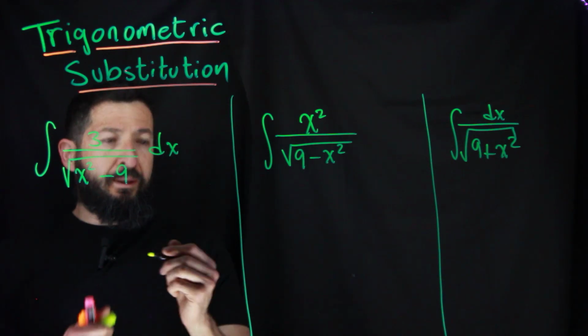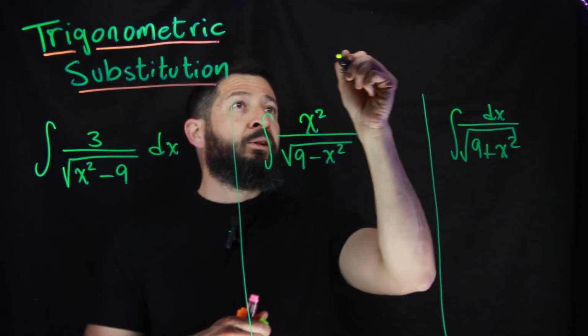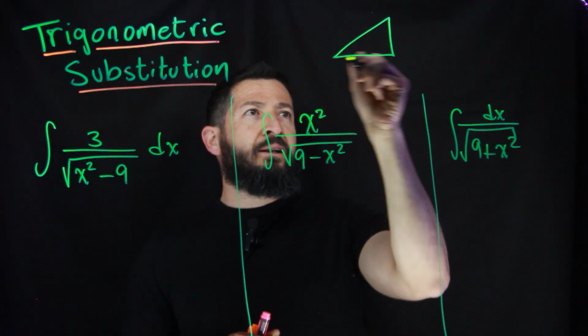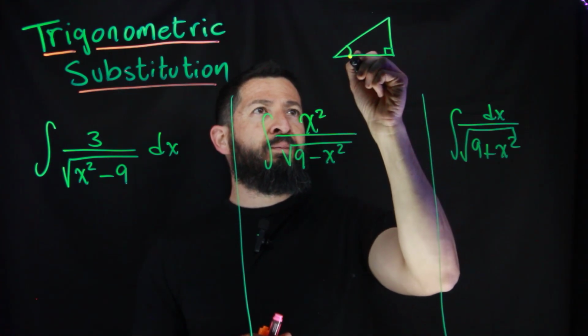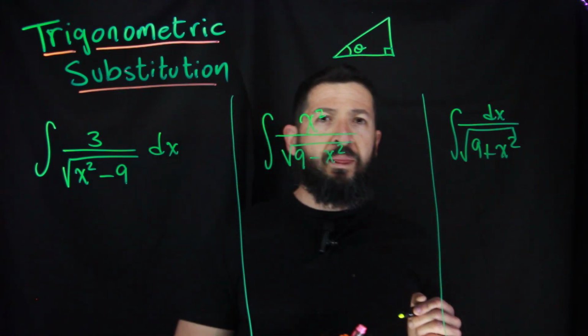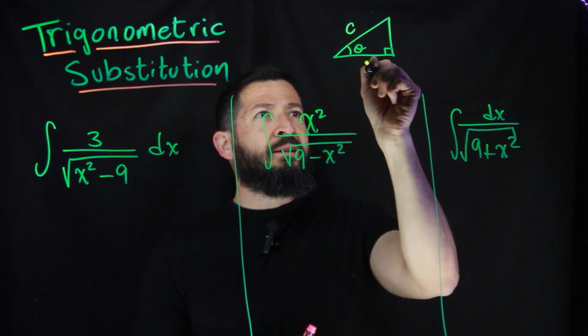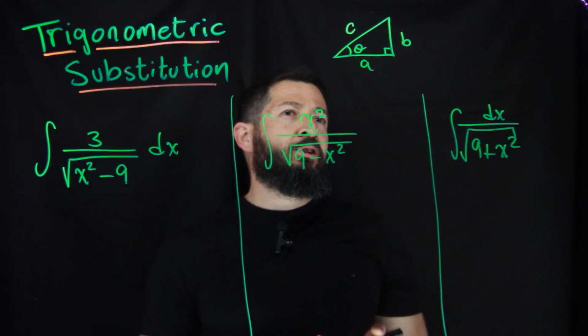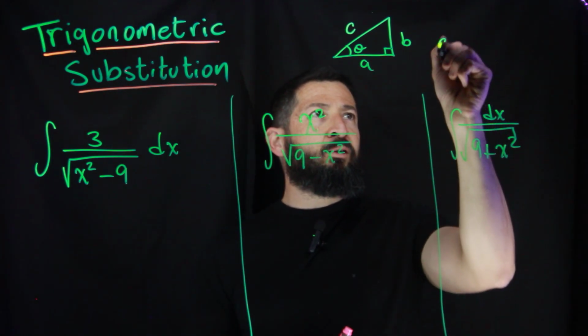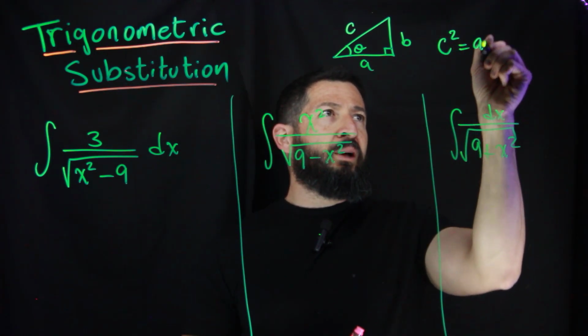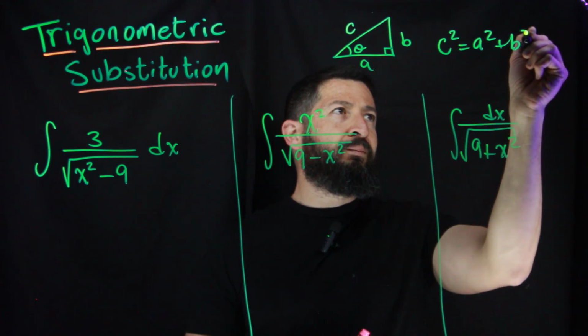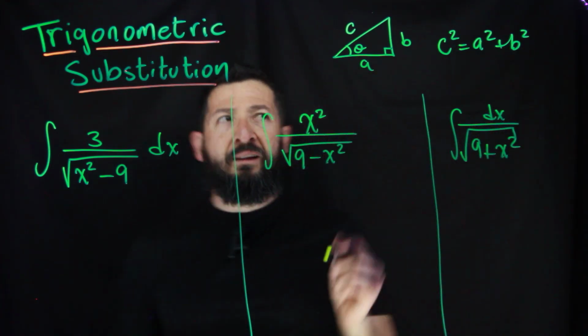So the idea will be, we're always going to be using the Pythagorean theorem. So let's say we have a right triangle with an angle theta. And let's say this is C, and this is A, and this is B. So we know that C squared is going to be equal to A squared plus B squared. Okay? So we're going to be using that.